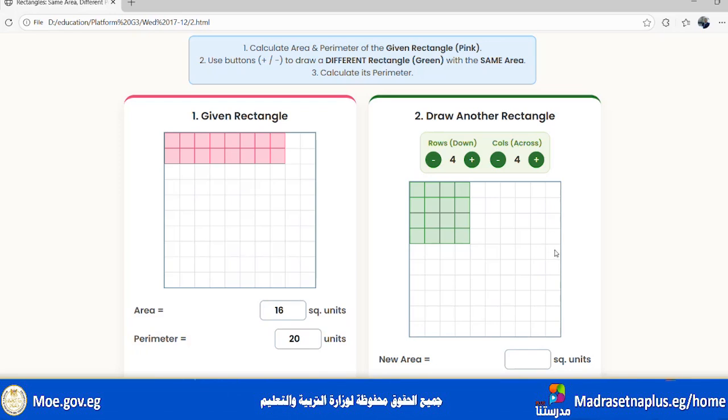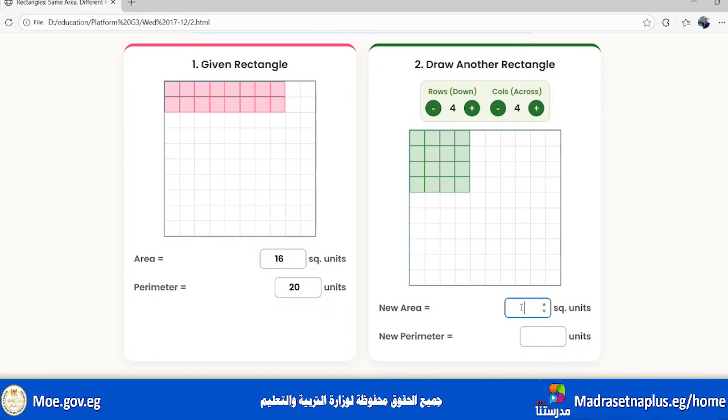1, 2, 3, 4, 5, 6, 7, 8, 9, 10, 11. No, not enough to draw 16. In this example, only a square. So this area is 16 square units. Now we have two polygons with the same area.